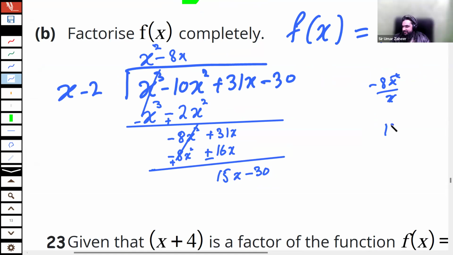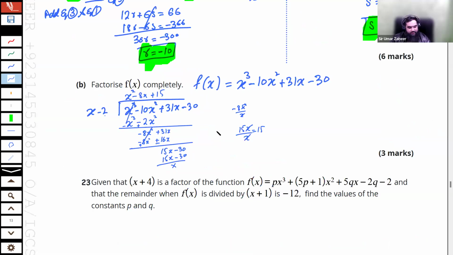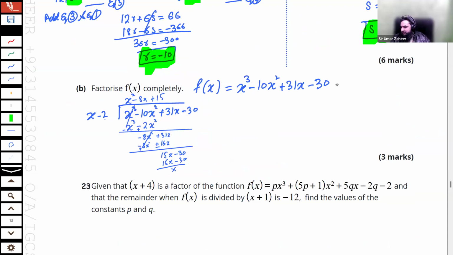All right, now next we have 15x divided by x. So x will be cancelled out, it will be 15. So plus 15, x multiplied by 15 will be 15x. Minus 2 multiplied by 15 is minus 30, so we get 0. So we get f of x is equal to x minus 2 into x square minus 8x plus 15.